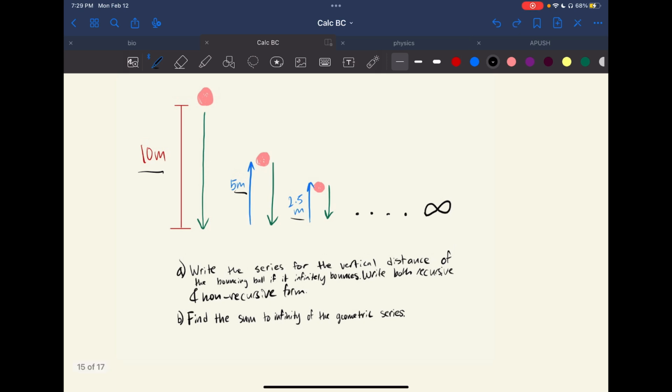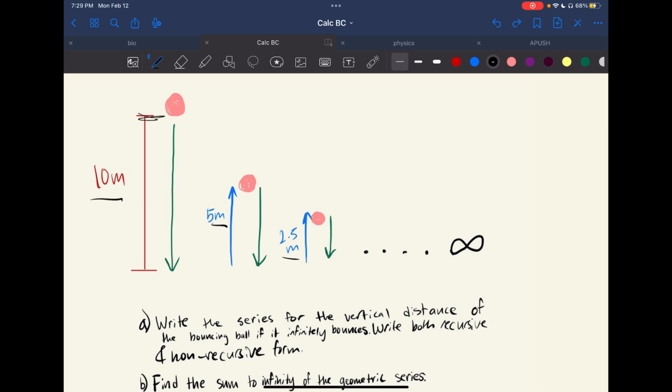So again, the ball is starting at 10. Let's say it's on a cliff here, and then it fell off the cliff, and then it went down 10, went back up 5, went down 2.5, okay? So this visual is focused on the total vertical distance of the ball.